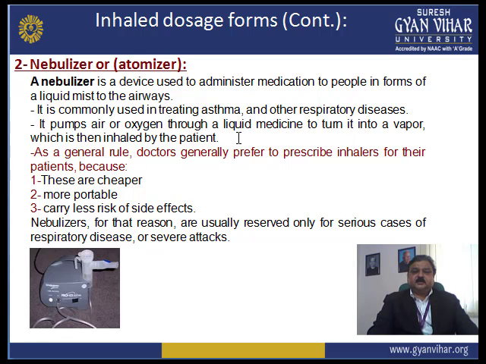Right? As a general rule, doctors generally prefer to prescribe an inhaler for their patients because these are cheaper, more profitable, and carry less risk of side effects. Nebulizers are usually reserved only for serious cases of respiratory disease or severe attacks.